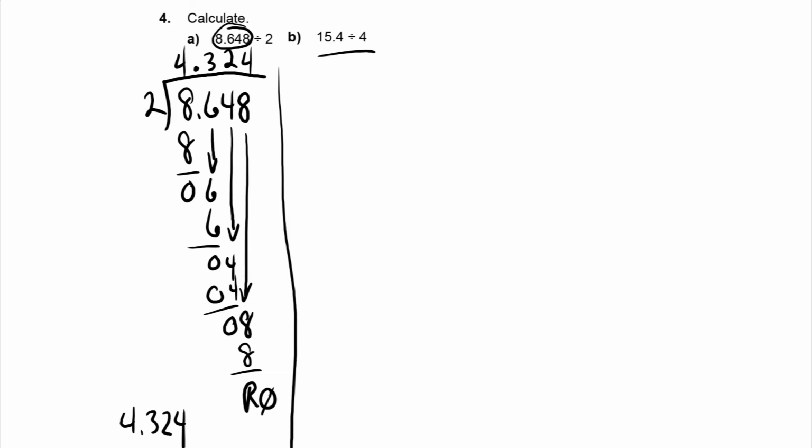15.4 divided by 4. In my estimate, in my head, I'm thinking, okay, well, 15.4, it's a little bit less than 16. Of course, 4 times 4 is 16, so I know I'm going to get a number a little bit less than 4 in getting my final answer.